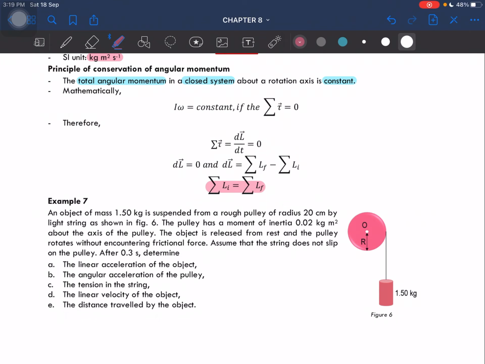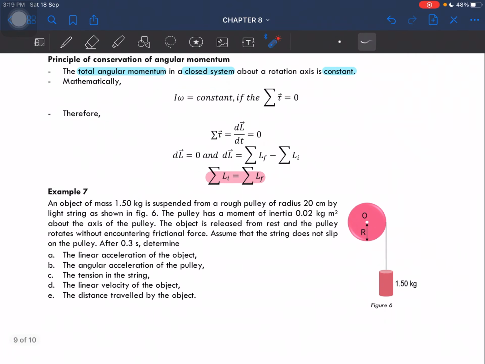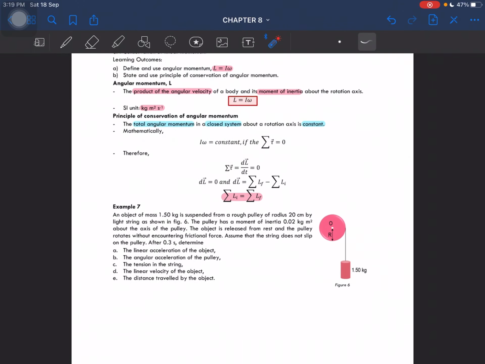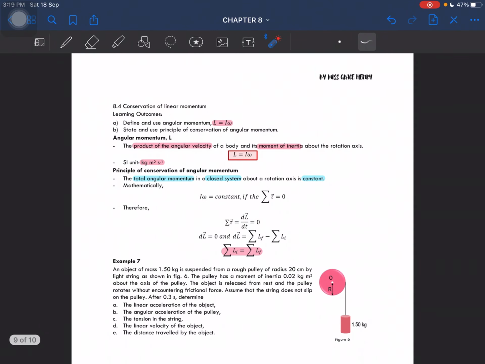Where the I omega is constant only if the total torque, the net torque, is equal to 0. The net torque can be calculated by differentiating the angular momentum with respect to time and letting it equal to 0. Then we get the total angular momentum in a closed system to be constant. Okay, so that is the theory part for subtopic 8.4.